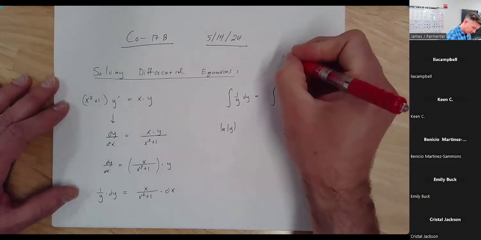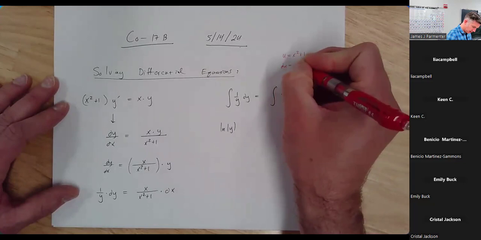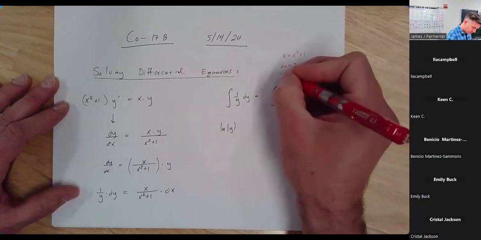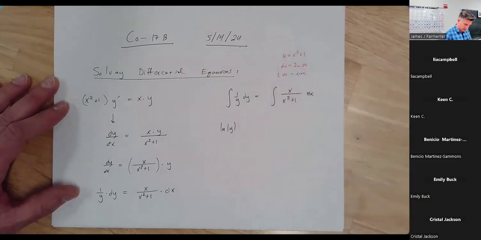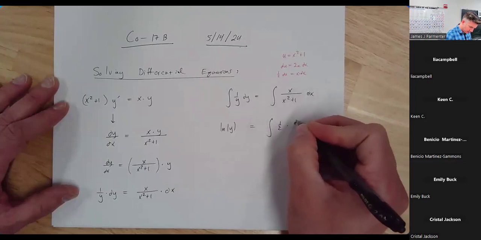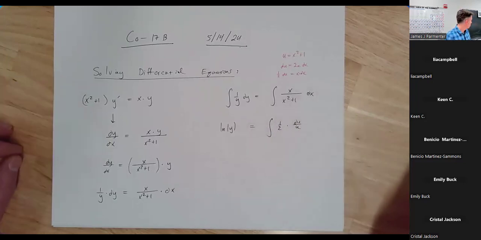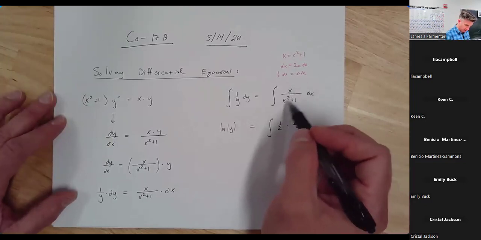We're going to have u equal to x squared plus 1. du is 2x times dx. 1/2 du is equal to x dx. This is going to become equal to the integral of 1/2 du over u. So I got my 1/2 du as my x dx, and the denominator is u.